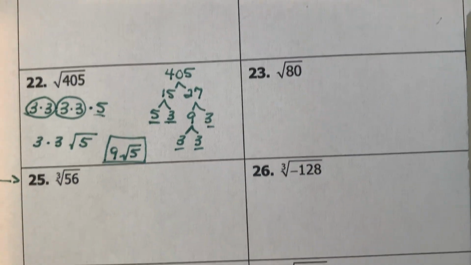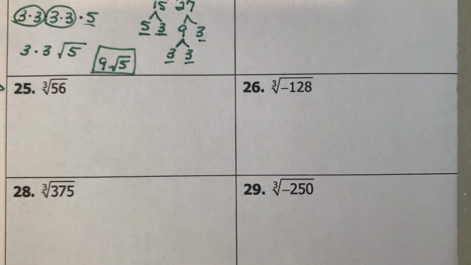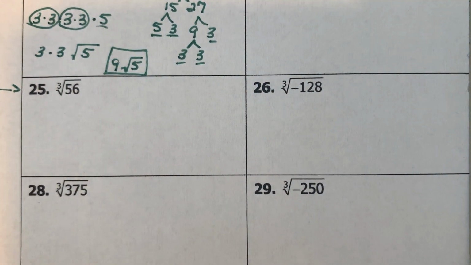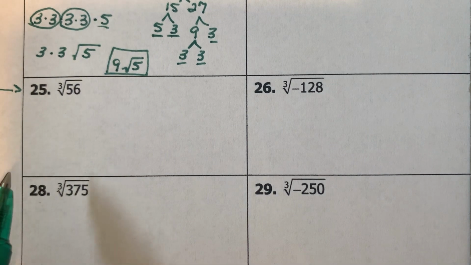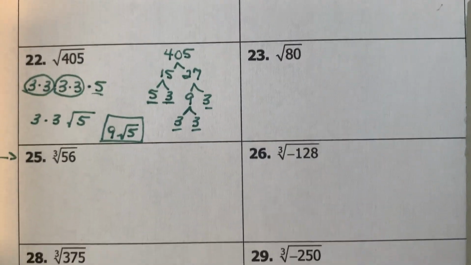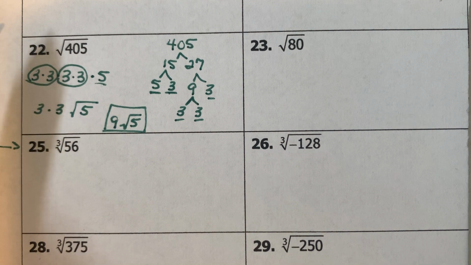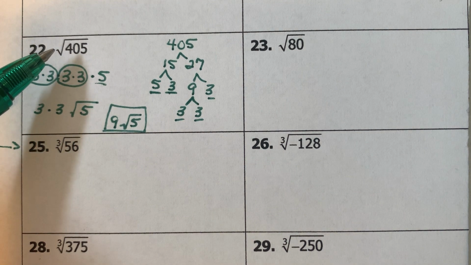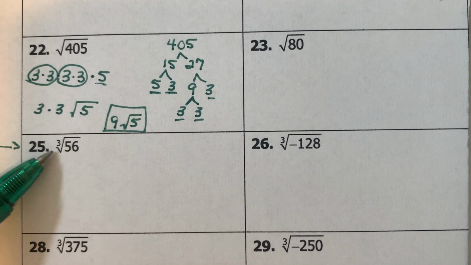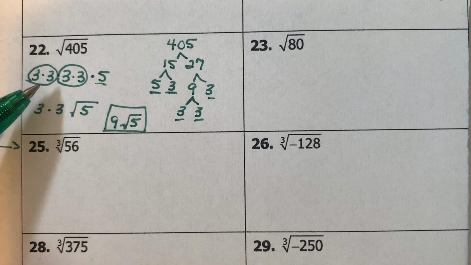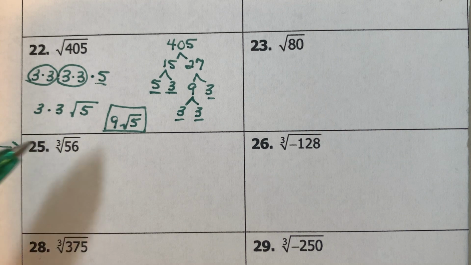Now, I'm going to show you how 25 through 30 is a little bit different. So first of all, hold on, let me go back up to 22. Notice at 25, it has this little 3 on the outside. This one had nothing. So this is what we call a square root. This is what we call a cube root. Square roots, we were looking for 2 of a kind. Cube roots, you're looking for 3 of a kind.